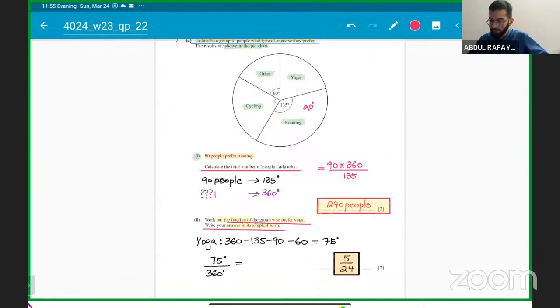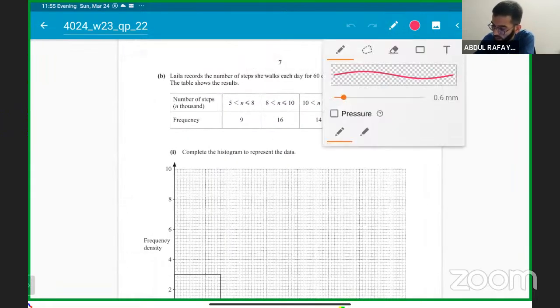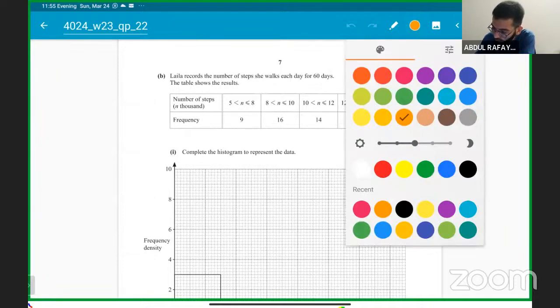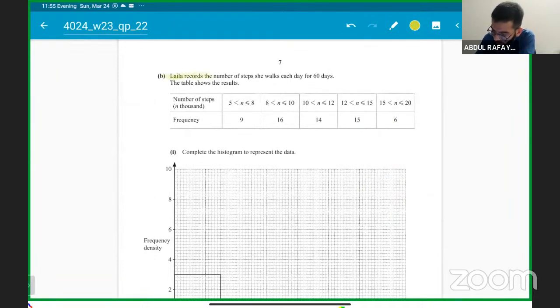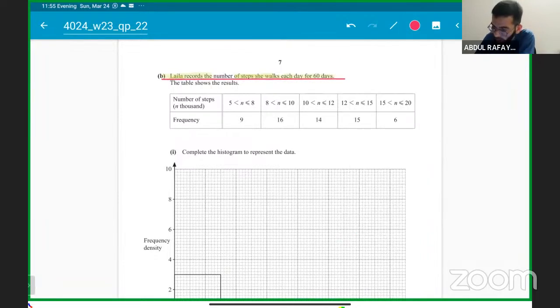Yep, let's continue. So we have solved the pie chart part first. Next, we have to solve the histograms. What we have is Leila, who is recording the number of steps she walks each day for 60 days. Everyone can hear me, right?